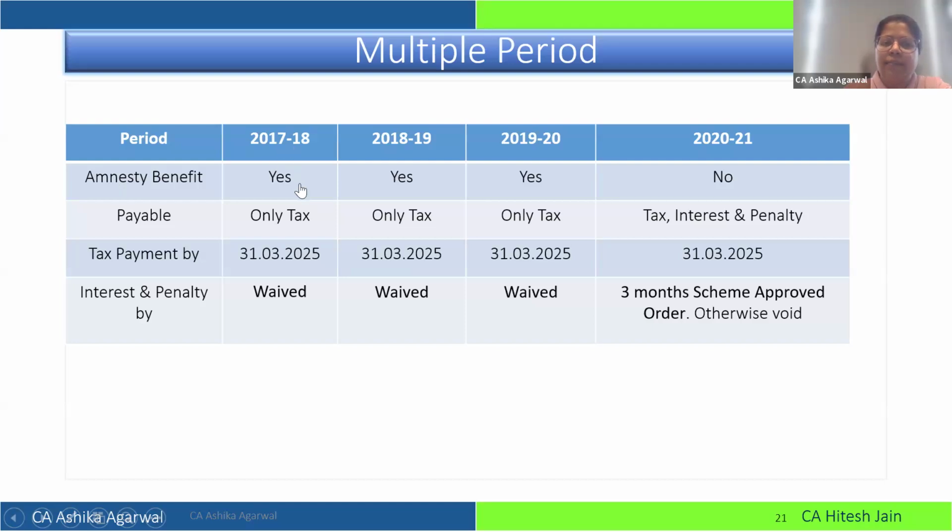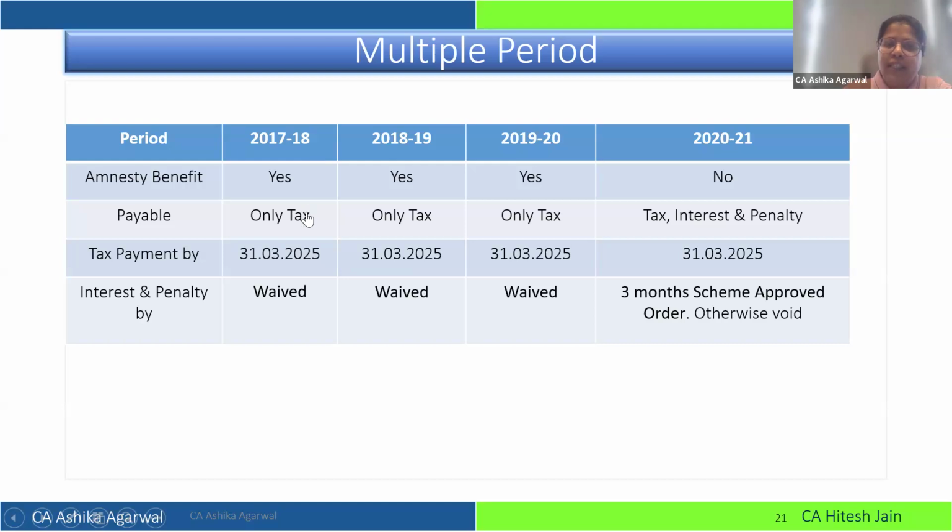So 17-18, I am available for waiver. 18-19, yes. 19-20 also I am eligible for waiver. But 20-21 being outside the scheme, I am not eligible for waiver of interest and penalty. Now over here, what do I need to pay before filing the application?